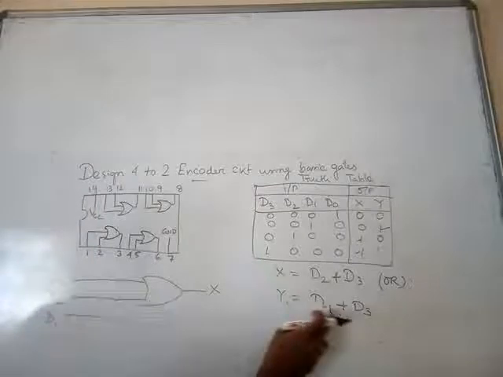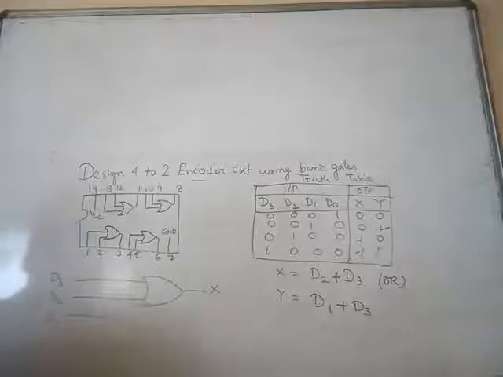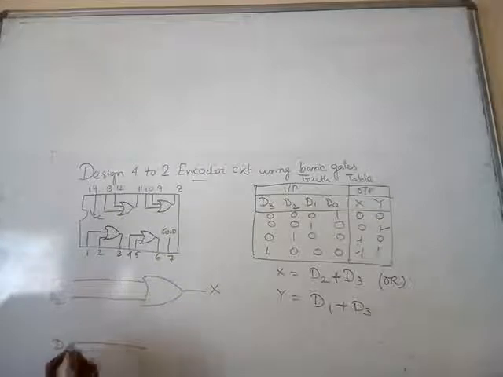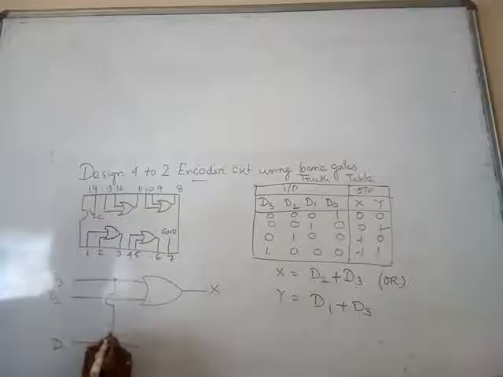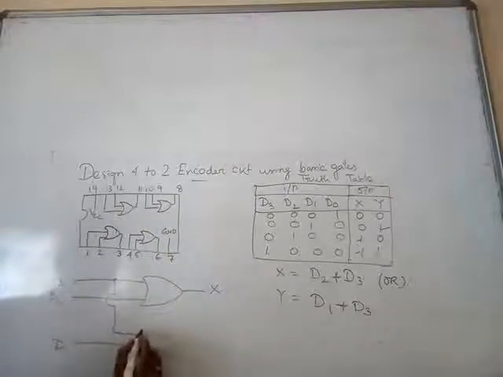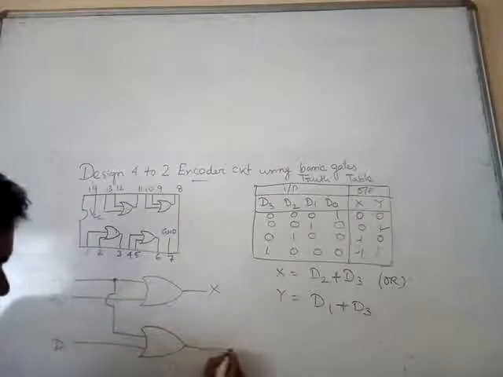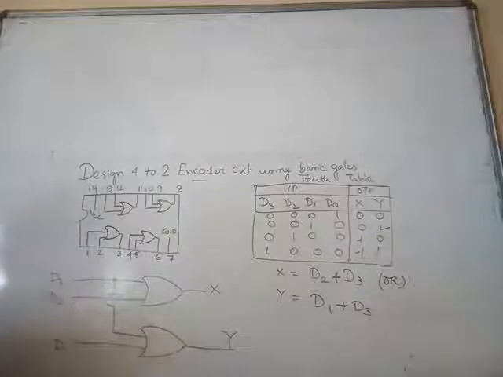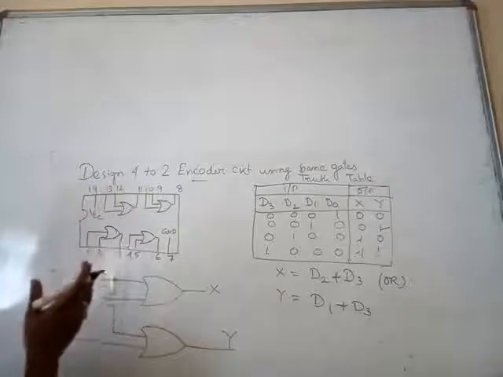Next, D1 plus D3. Suppose this is D1 and D3. So one connection from D3 and D1, both are going to an OR gate. Output of the OR is Y. So it is the circuit of 4 to 2 encoder. Now we give the pin number. You can take any gate.